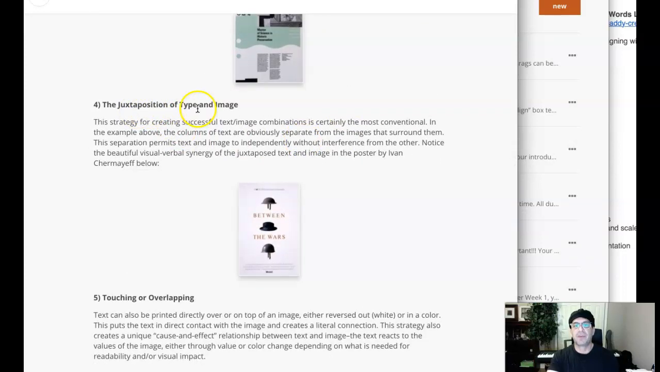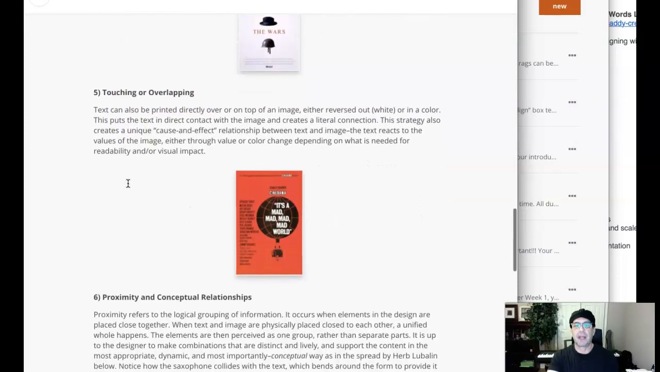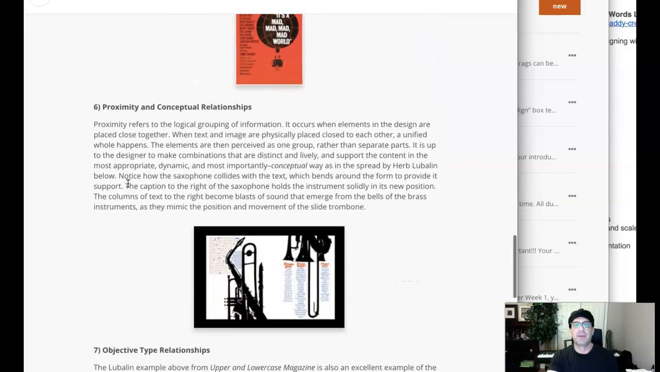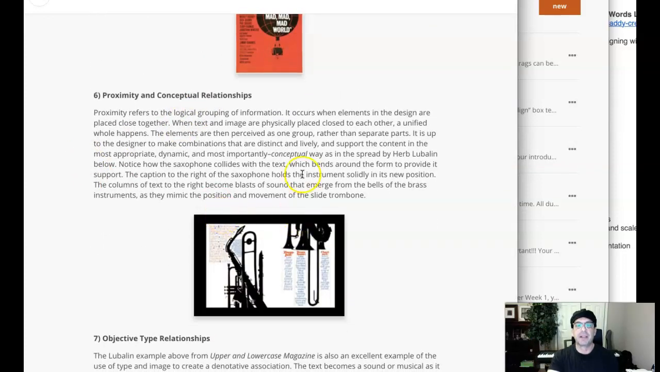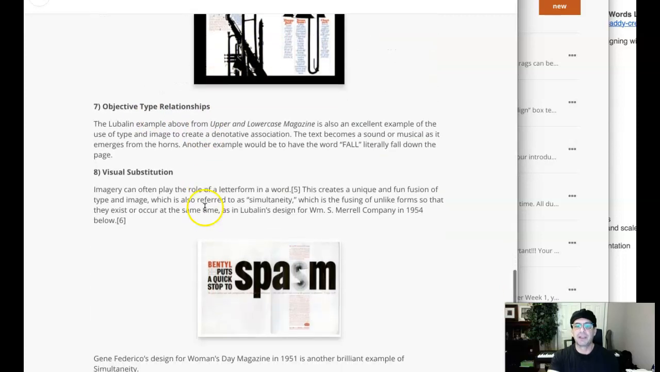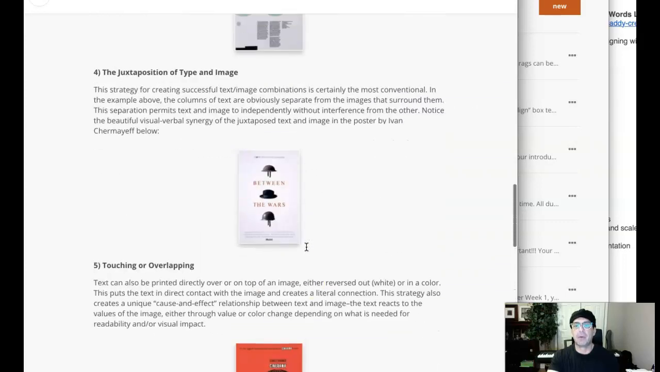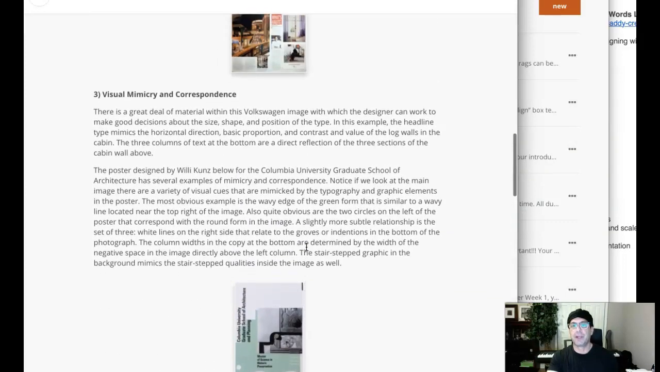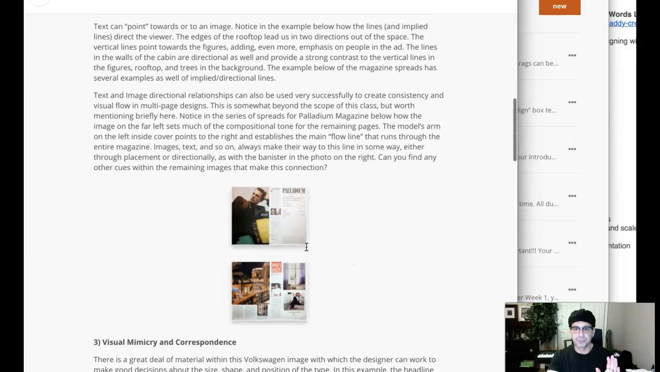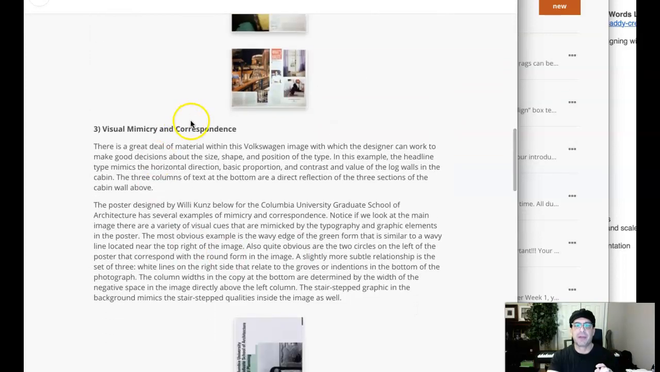We have the juxtaposition of type and image. We have special effects with type touching or overlapping, and why we would do that, and some of the effects, proximity and conceptual relationships. Then we have objective type relationships, visual substitution. These are all outstanding techniques to incorporate image with type and layout. But right now, I'm going to concentrate on this one, visual mimicry and correspondence.